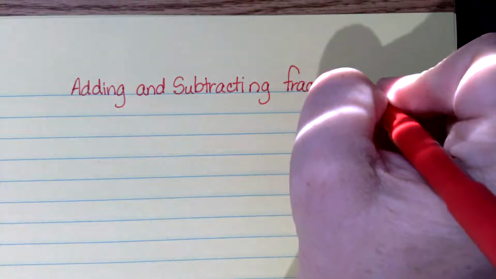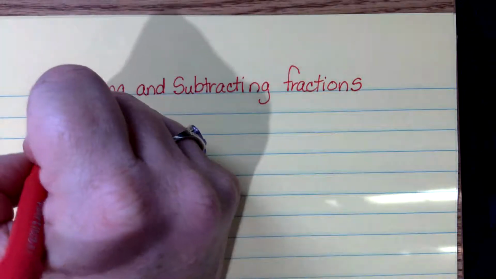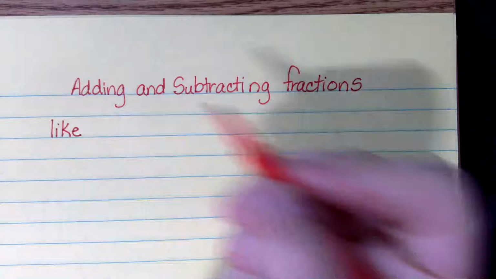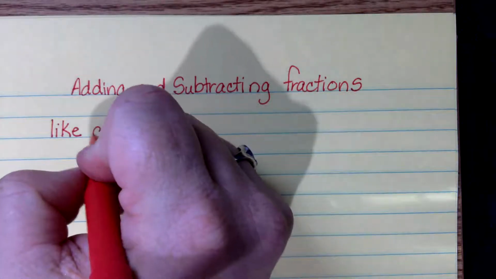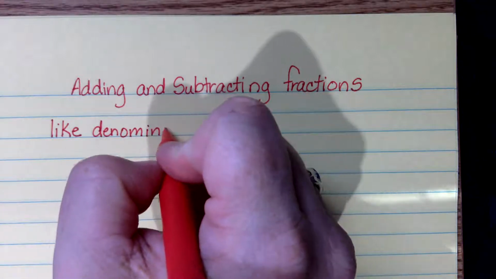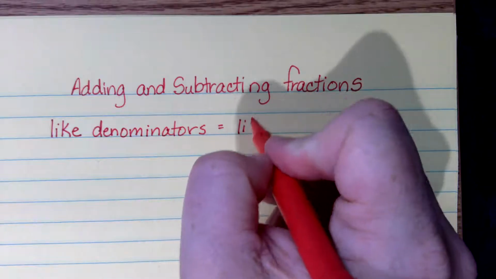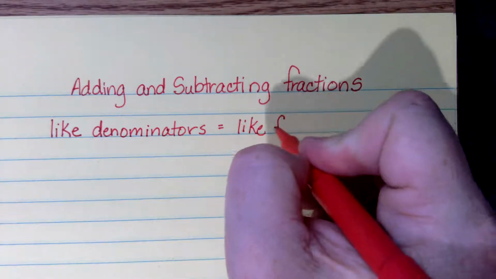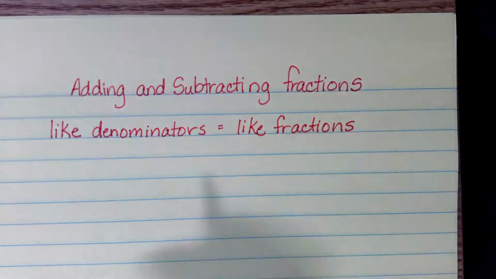So first we're going to talk about fractions with like denominators. Remember that fractions that have like denominators have denominators that are the same, and they're called like fractions. Meaning I like to deal with fractions that have the same denominator.